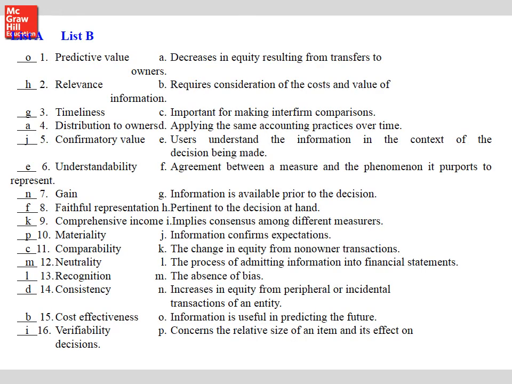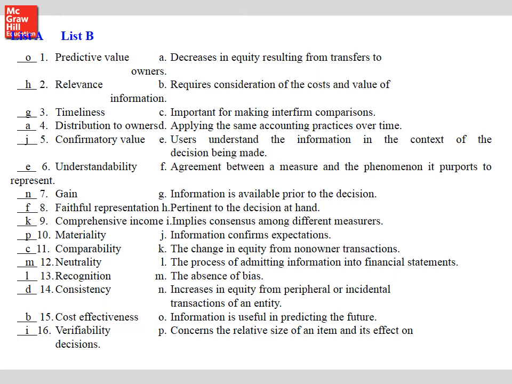Exercise 1-7 now starts going into our different items in our conceptual framework. And I'm not a big matching problem fan, but in chapter 1, that's what we're dealing with. You will never see a matching problem on the test, though. But another great review of these various items in our framework. So let's go through each one. Predictive value is information is useful in predicting the future. Remember, these are all part of our conceptual framework. Relevance, pertinent to the decision at hand. So if it's pertinent to the decision at hand, it's relevant information. Timeliness, information is available prior to the decision.